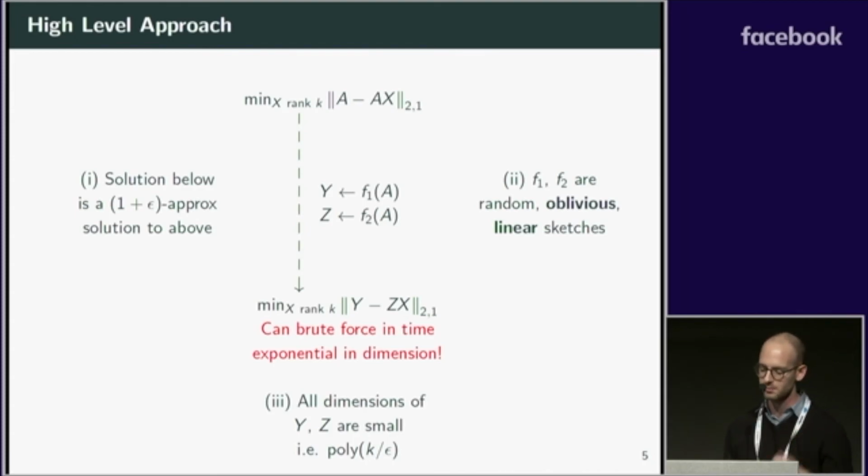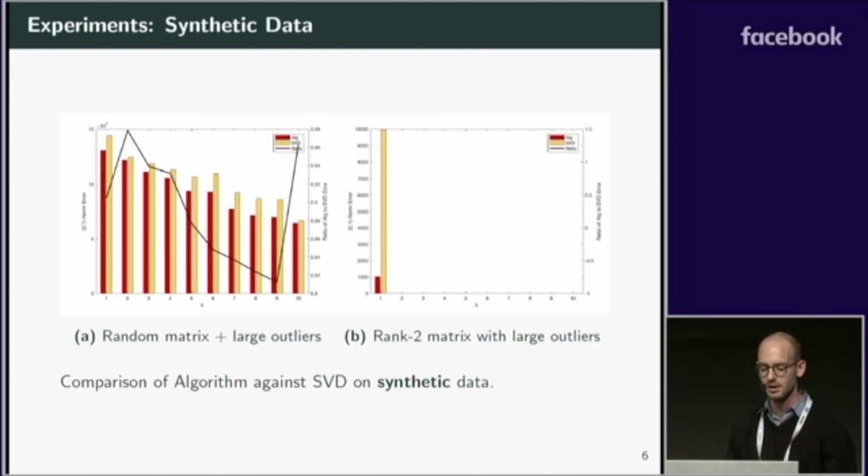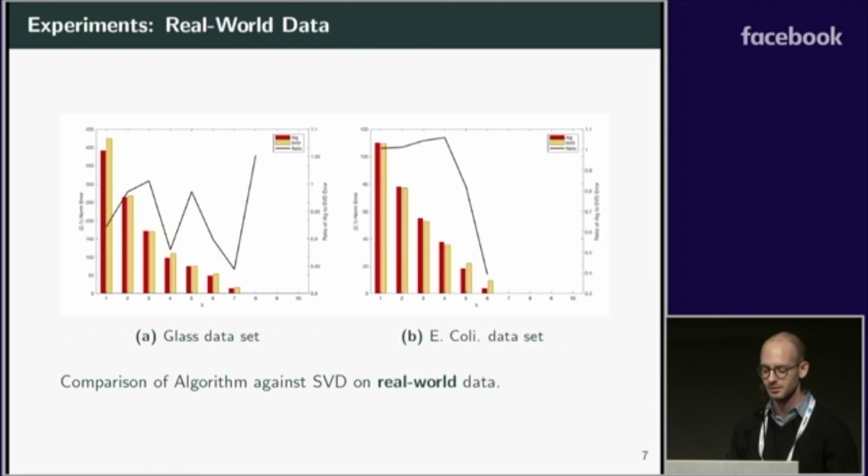To wrap up, we have some experiments on both synthetic data, where we can construct examples in which our algorithm does arbitrarily better than the first thing you would try, which is the truncated SVD, as well as some real-world data.